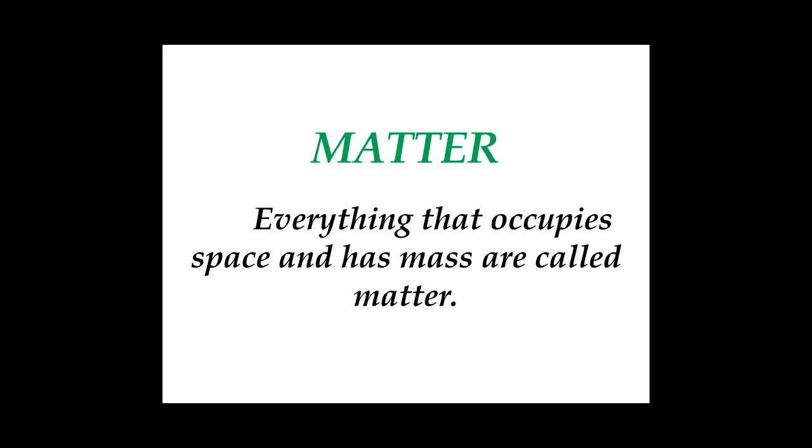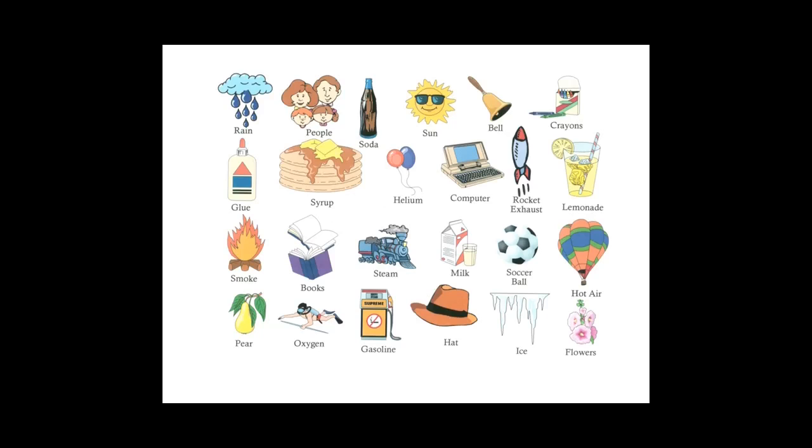Look around you. See the different things all around you. You might see rain, people, soda, sun, bell, crayons, glue, syrup, helium, computer, rocket, lemonade, smoke, books, steam engine, milk, socks, ball, hot air balloon, fruits, oxygen, gasoline, hat, ice, flowers. These are the different things that you might see all around you.